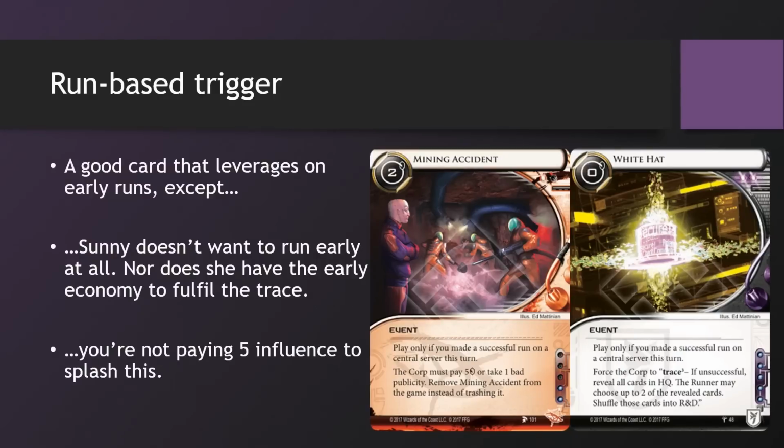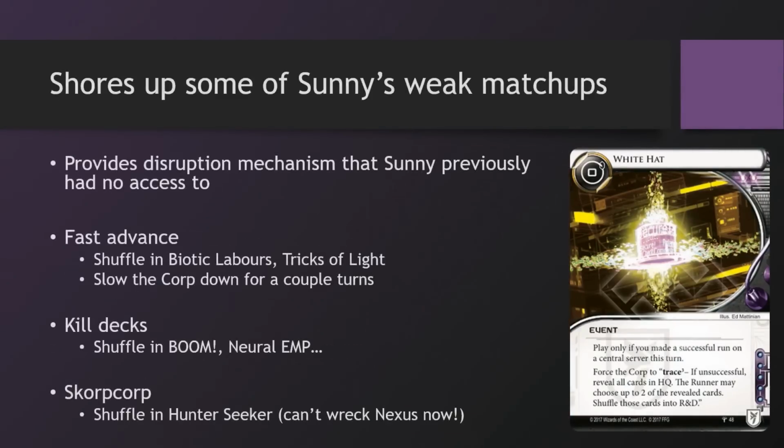So is this a bad card? Is this unplayable in Sunny? Well, not quite, because we haven't talked about the unsuccessful trace effect yet, i.e. if the corp bids lower than you on the trace, what happens? White Hat allows you to disrupt the corp's hand. This is a very powerful mechanic to have in Sunny, which previously had no way to disrupt the corp whatsoever.